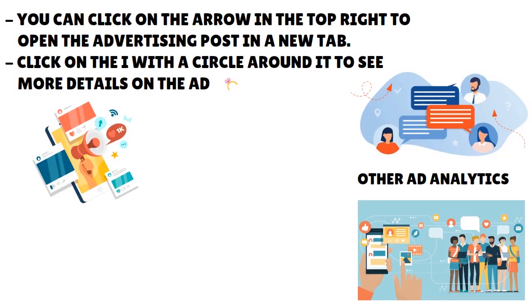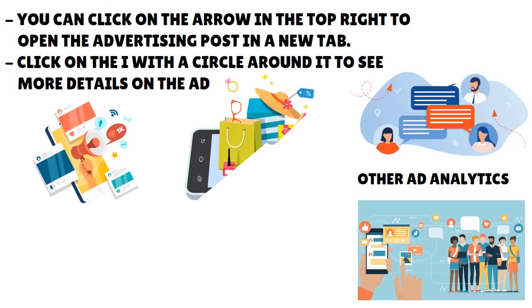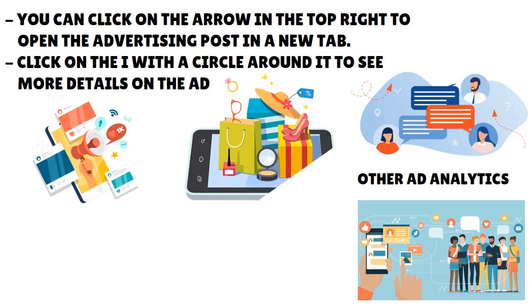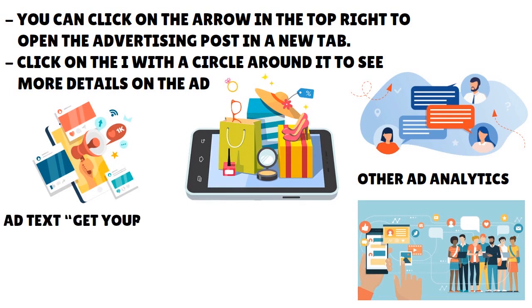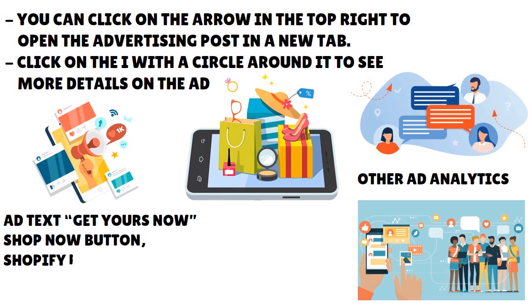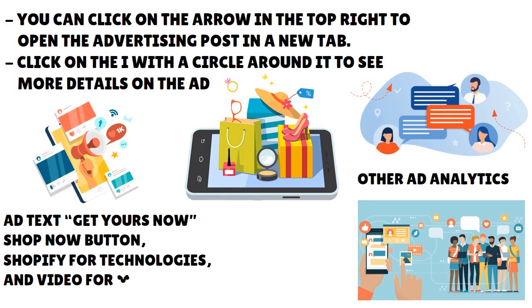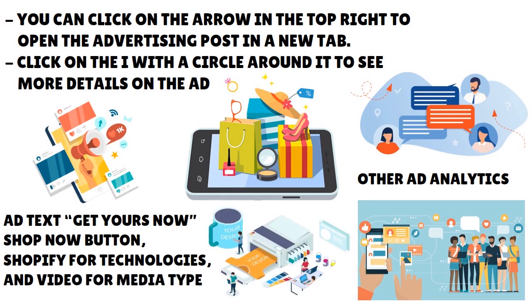One thing I want to say here is that when we talk about AdSpy for dropshipping, you need to understand that a great way to use this tool is for finding winning products for dropshipping. You can find dropshipping ads by searching for the ad text "Get Yours Now." And you want to combine that with other search options like a Shop Now button, Shopify for technologies, and video for media type. So if you're doing print on demand, you want to choose image for media type.